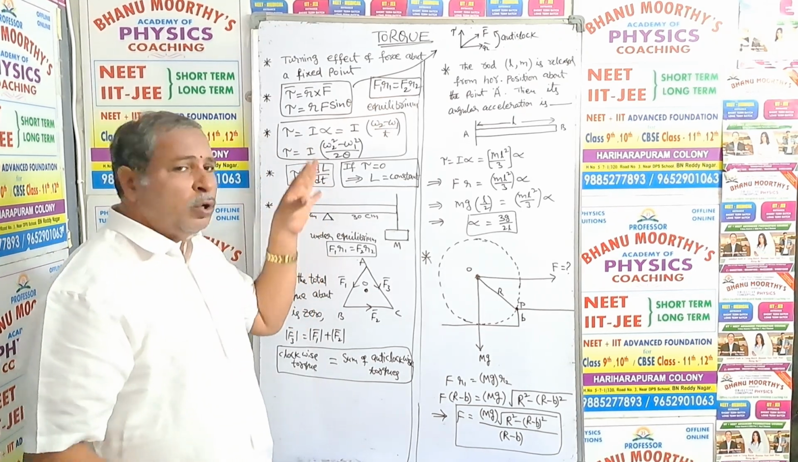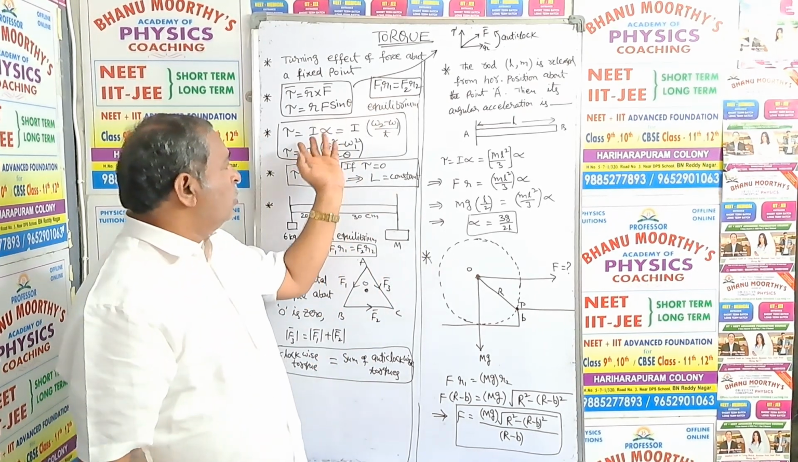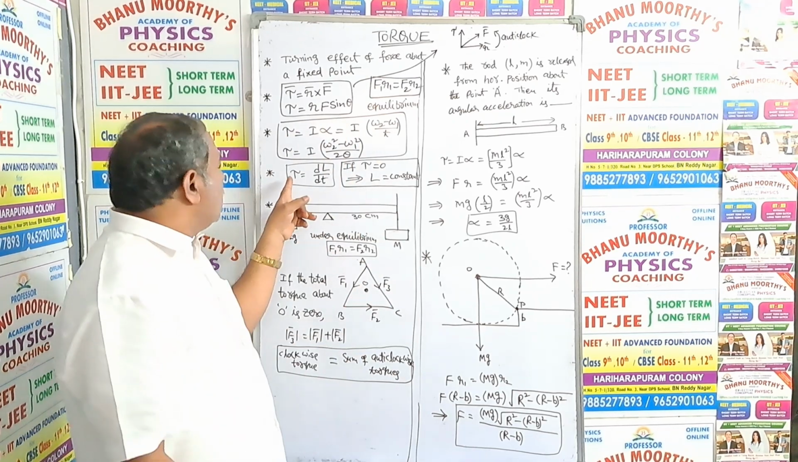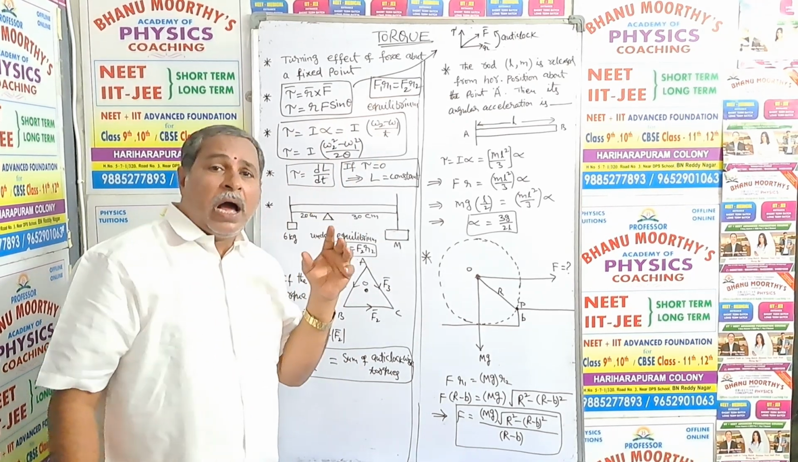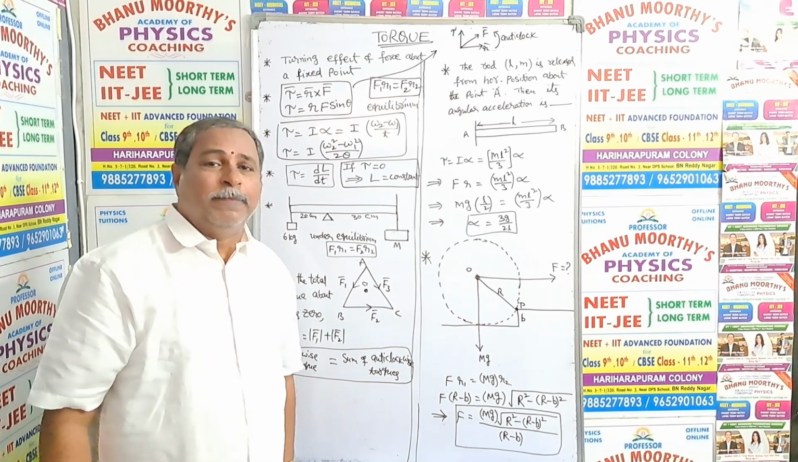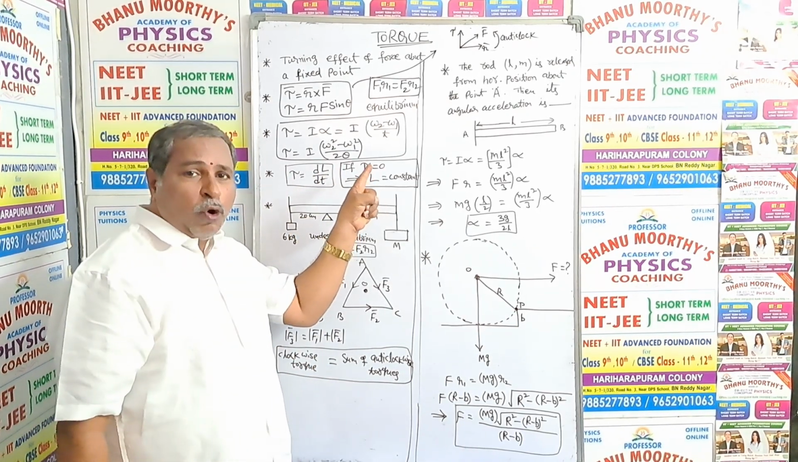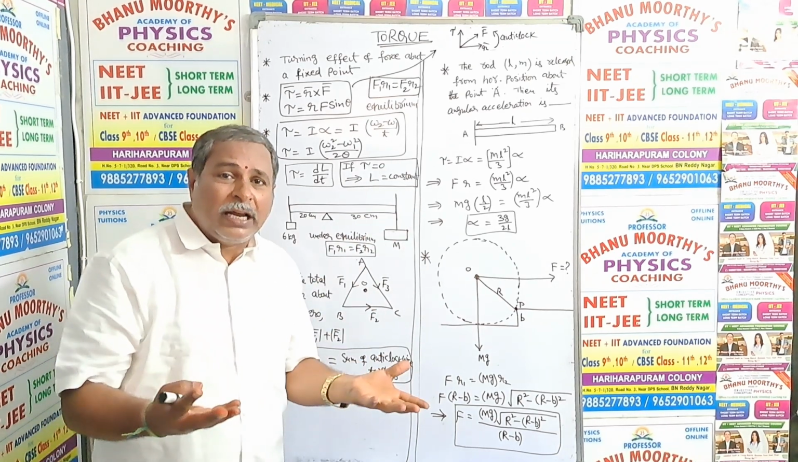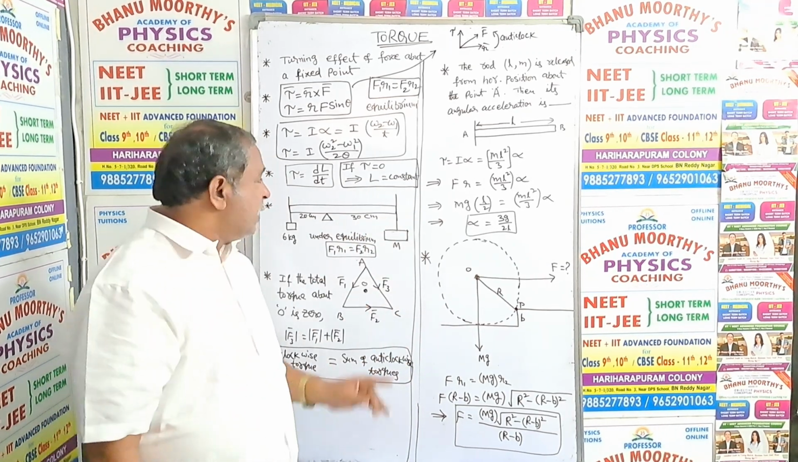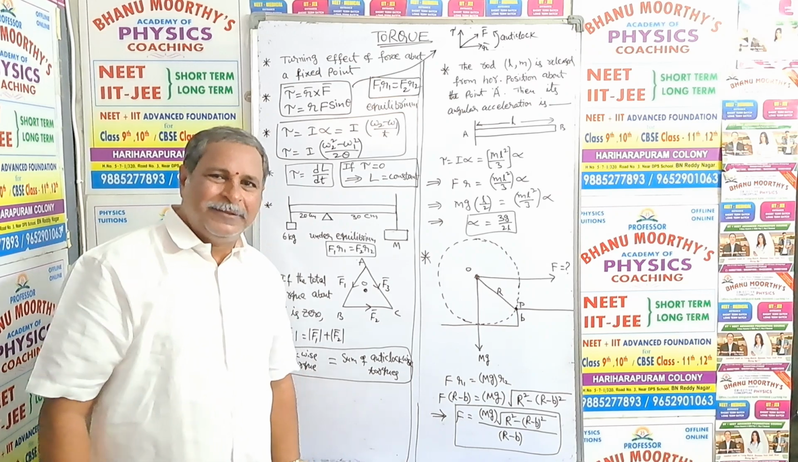I don't want to go in depth on these fundamental formulas. Now, another definition of torque is the rate of change of angular momentum, where angular momentum is L. If the external torque on the body is 0, its angular momentum remains constant.